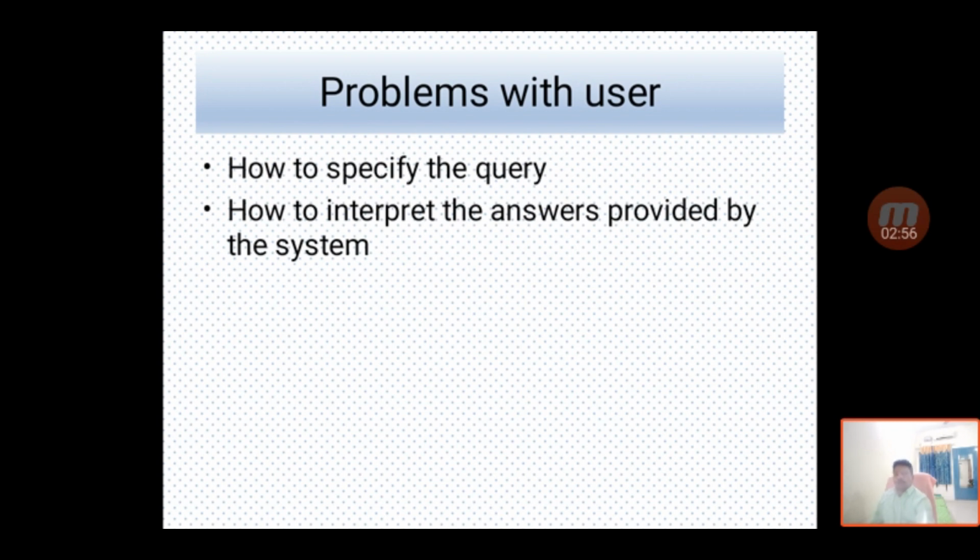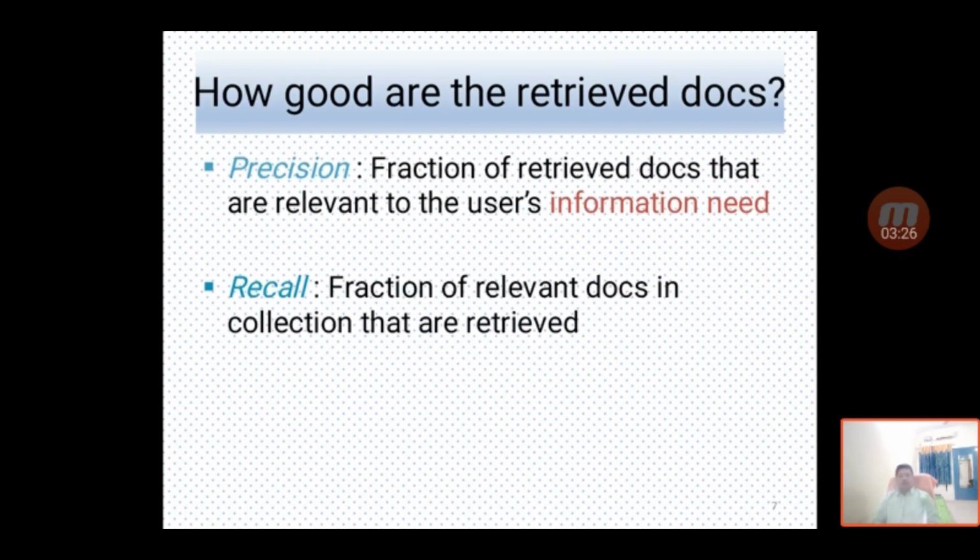Now, the problems with the user. Users are not aware of how to specify the query, and the next is they don't know how to interpret the answers provided by the information retrieval system. These are the two major drawbacks faced by the user. They don't know how to give the query because they should be aware of using the query languages. Next, they don't know how to interpret the answers provided by the information retrieval system. How good are the retrieved documents?